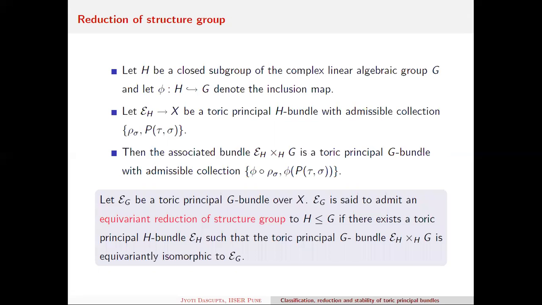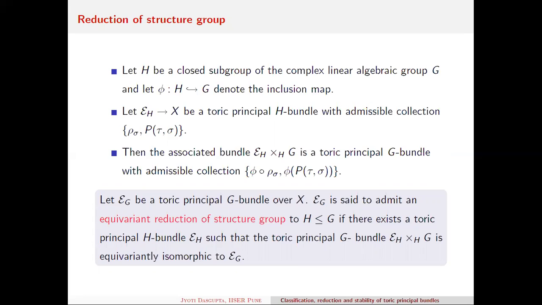So if we start with the equivariant principal G bundle EG over X, then it is said to admit an equivariant reduction of structure group to H if there exists a toric principal H bundle EH such that the toric principal G bundle EH cross G over H is equivariantly isomorphic to EG.